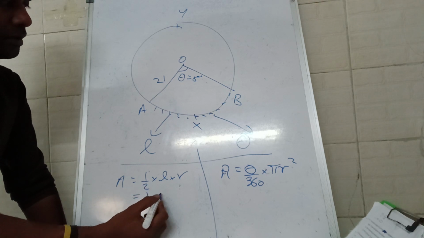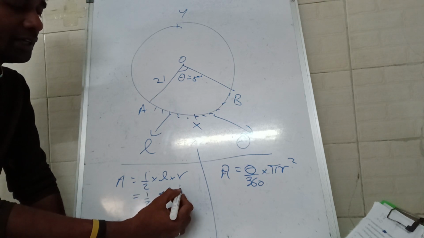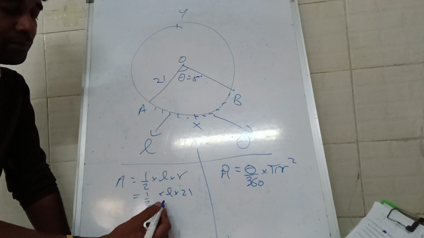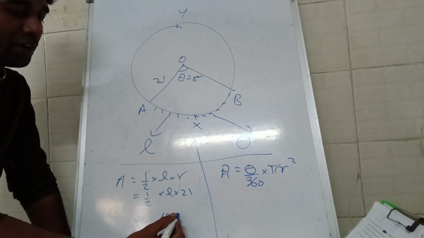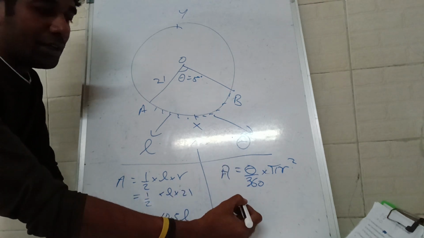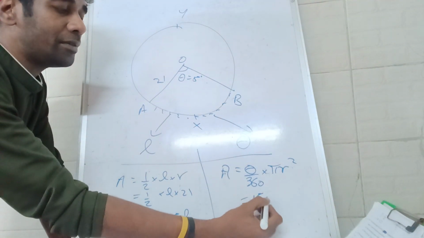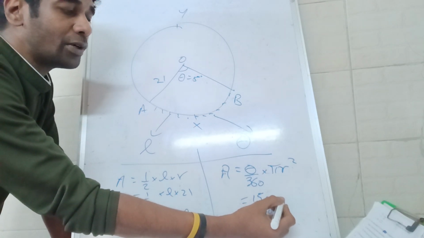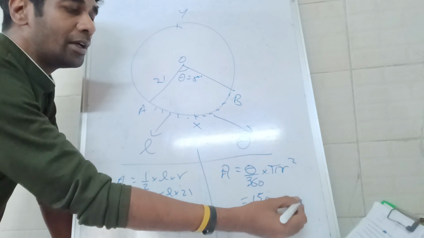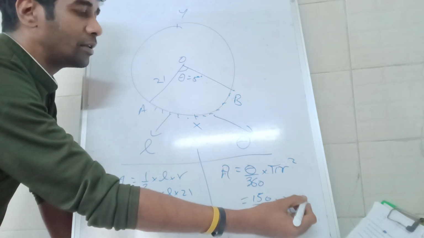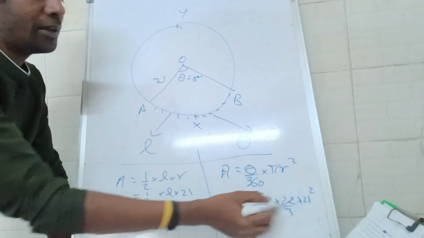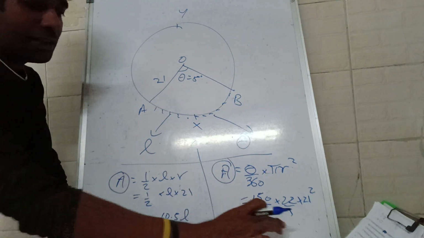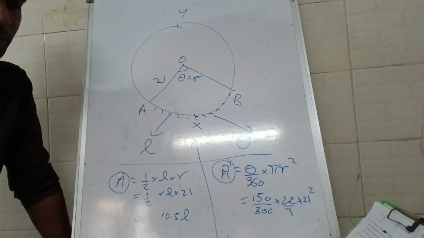Half into length is not given, into radius 21. So I'll get here area is equal to 10.5 L, and here area is equal to theta is 150 upon 360 into pi r square, taking pi as 22 upon 7, and radius 21 square here. Now the areas are equal, so the answers should also be equal.